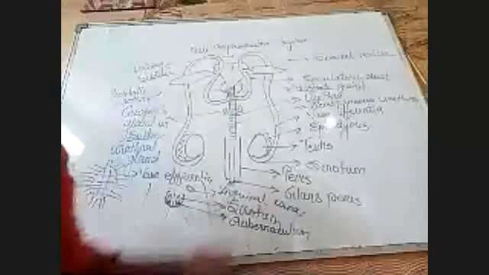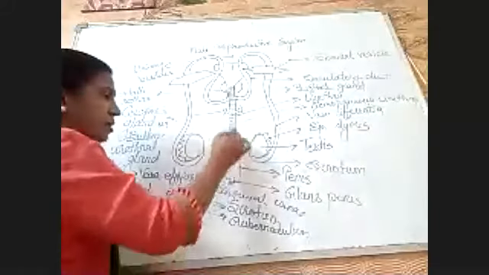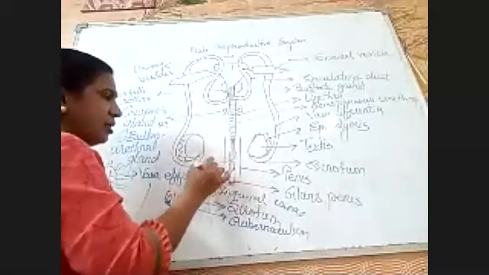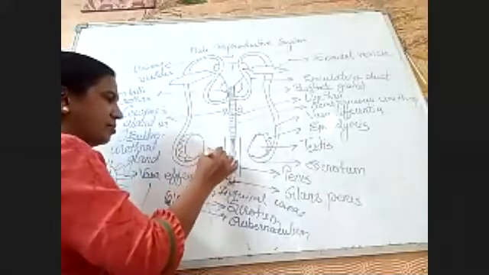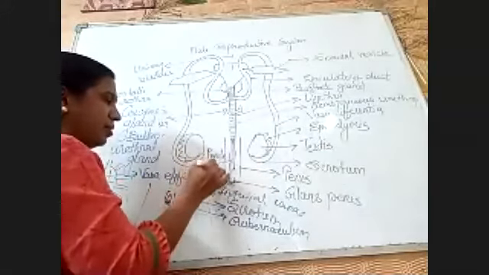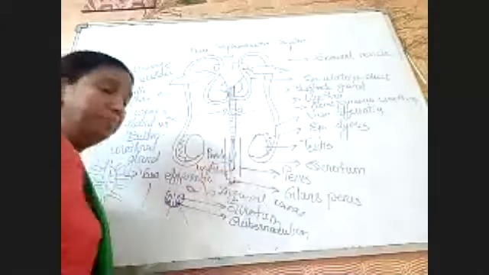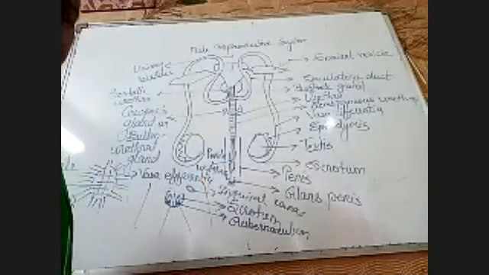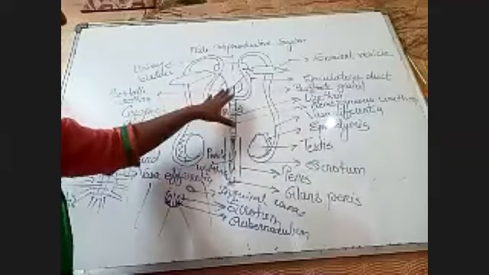And the part which is present here in this part is called the penile urethra. This is the penile urethra. Have you understood? Yes, ma'am. So the urethra consists of three parts.